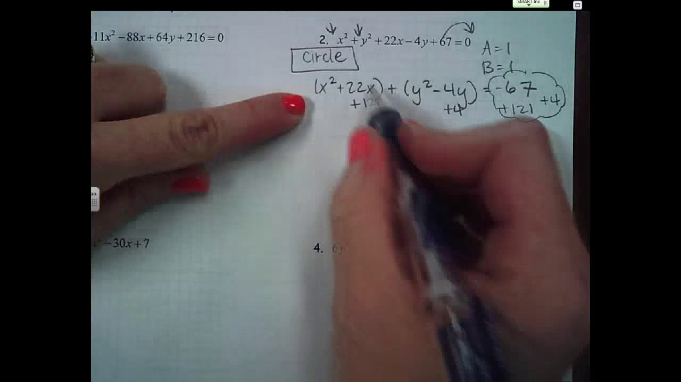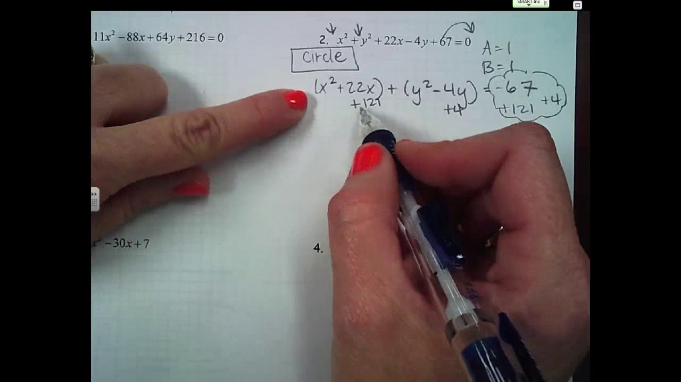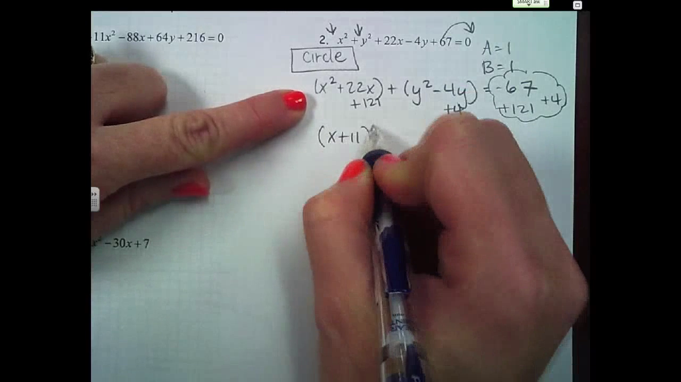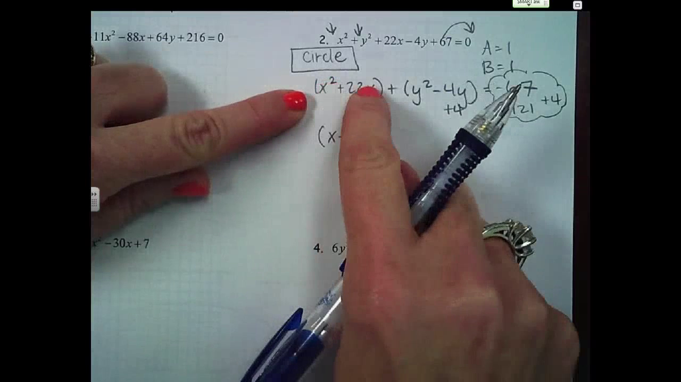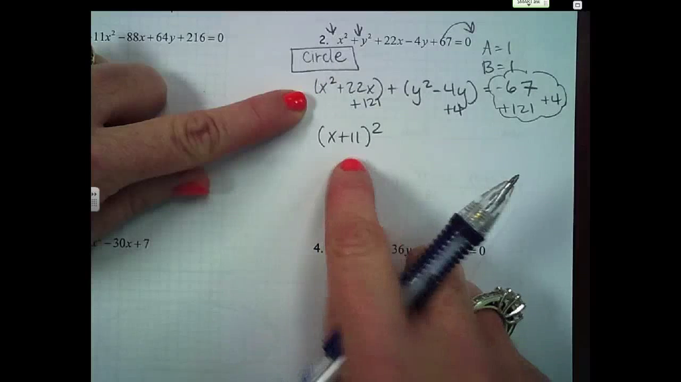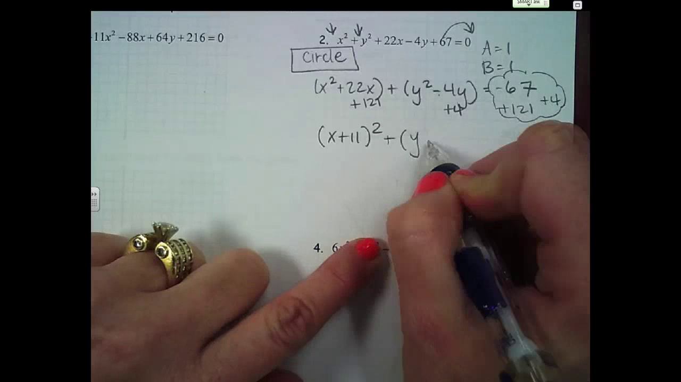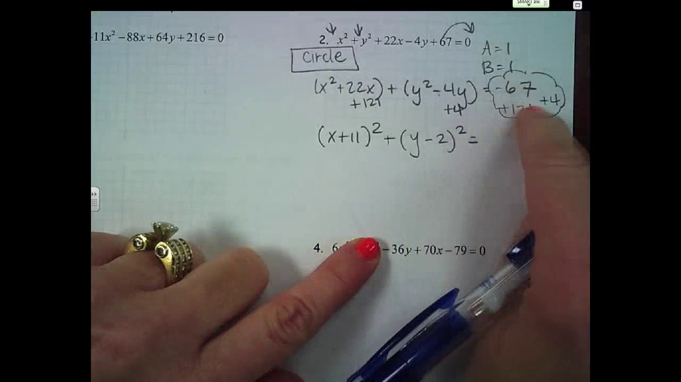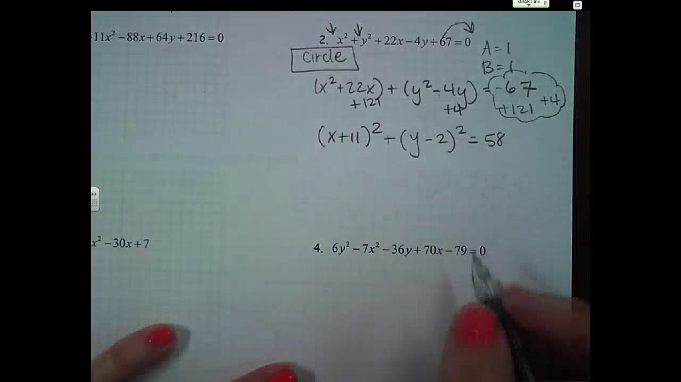Now on this side, I'm going to complete the square. So in other words, I'm going to factor this, right? And I'm going to get half of 22. So x plus 11 squared. In other words, if I FOILed this out, I would get x squared plus 22x plus 121. Now on this side, be careful, there's a minus here. So this becomes y minus 2 squared equals, and when you combine all these together, you get 58, right? And there is your circle.